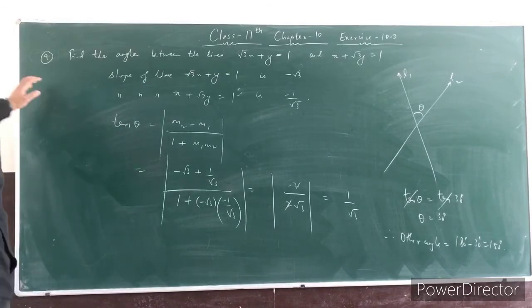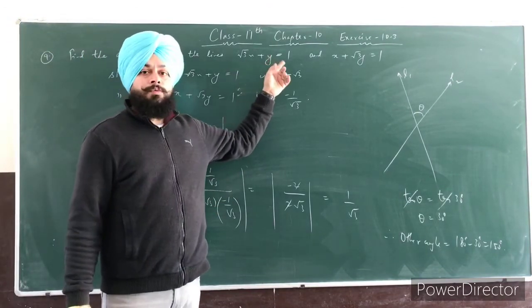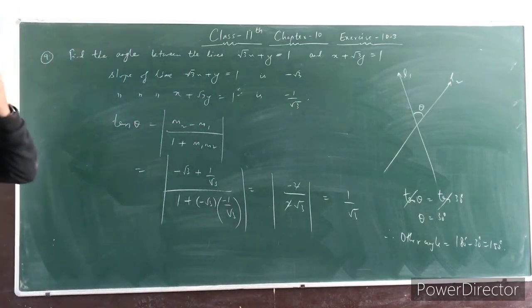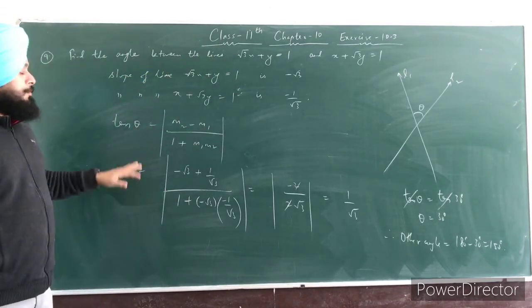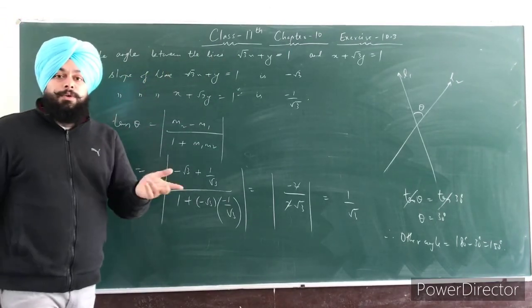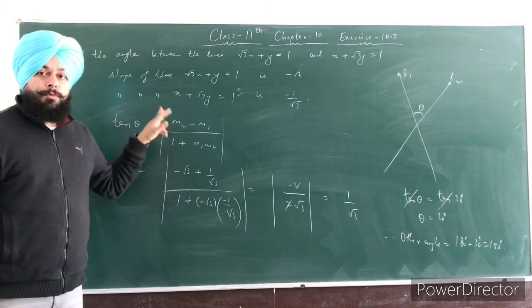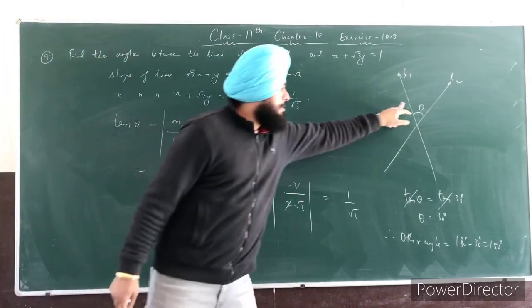This is your question number 9. Find the angle between the two lines root 3x plus y is equal to 1, and the second is x plus root 3y is equal to 1. This question we already discussed in the previous exercise 10.2. So the formula for the angle between two lines is the modulus of m2 minus m1 divided by 1 plus m1 m2, equal to tan theta. So theta is the angle between these two lines.